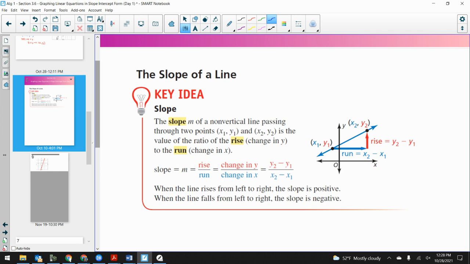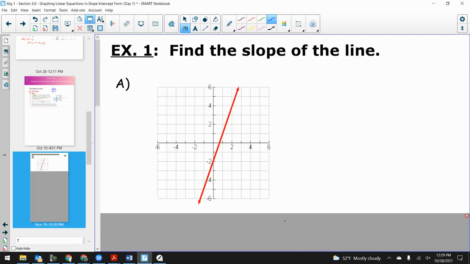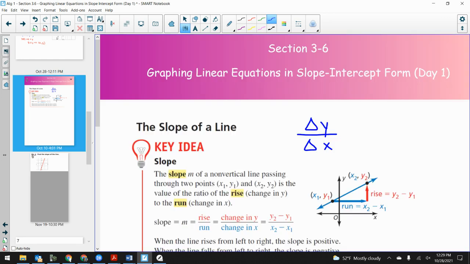If you're a science person, you might see it written as this. Delta y over delta x. All that is just a symbol to say change in. That's delta, Greek letter. All right. Oh, one last thing about slope.